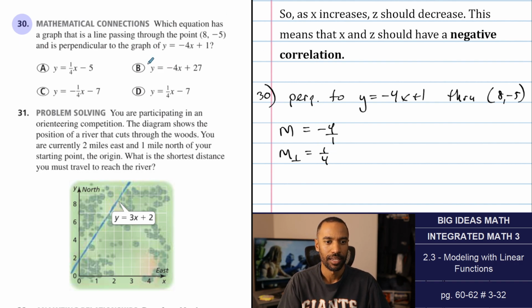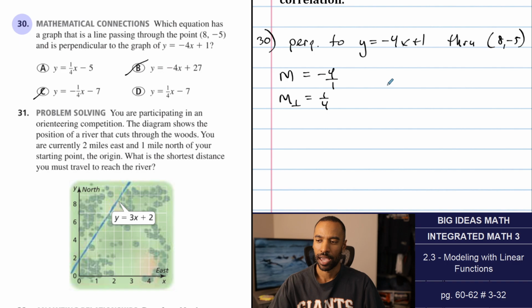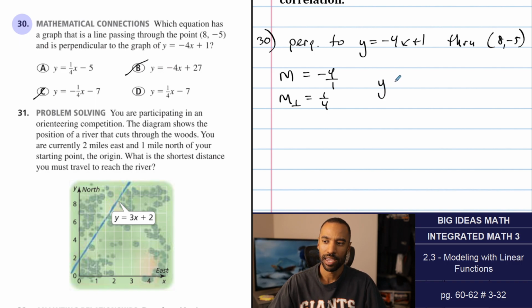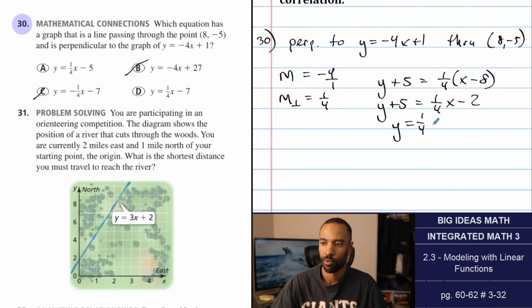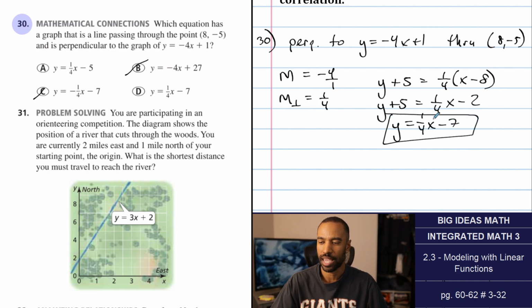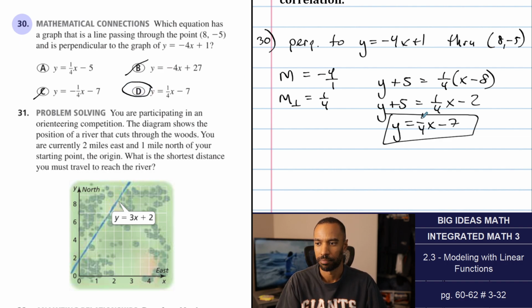So automatically, that means this answers out, and this answers out. It's either A or D. Now what I'm going to do is substitute this into point slope form. We'll say y minus y1, so plus 5, is m times x minus 8. We'll distribute the 1/4 into that. We'll get 1/4 x minus 2, and we'll subtract 5 over, and we get 1/4 x minus 7. So that should be the answer. 1/4 x minus 7 is D. So that answer is D right there. A is out. Okay, number 31, problem solving.